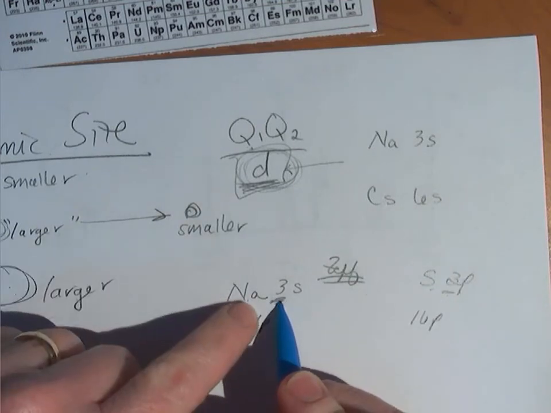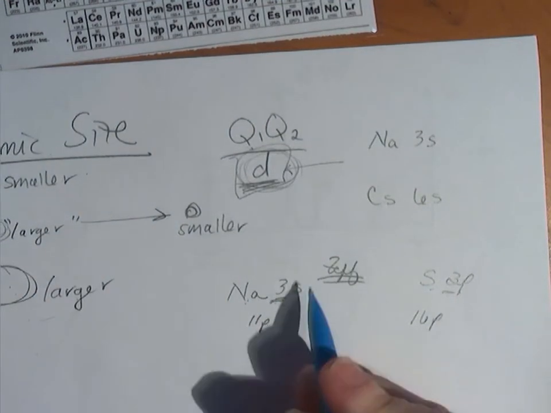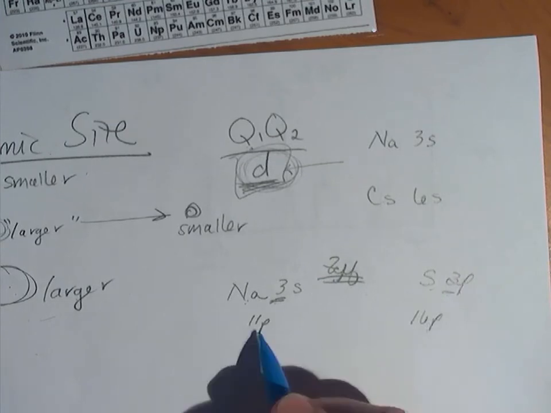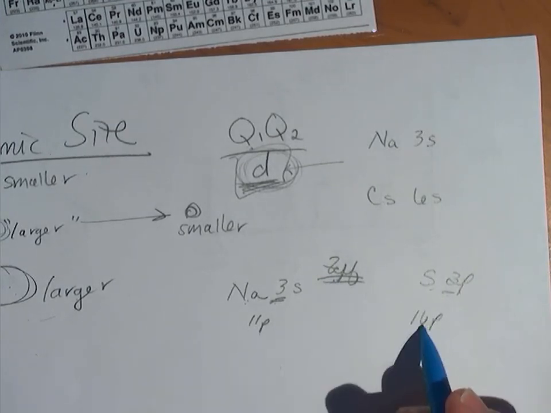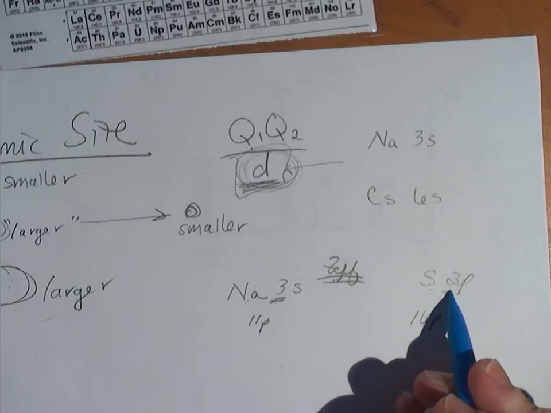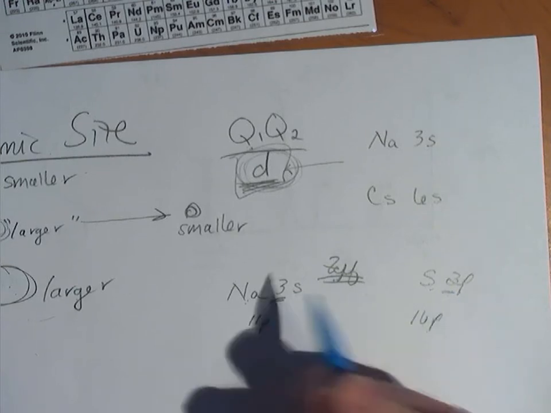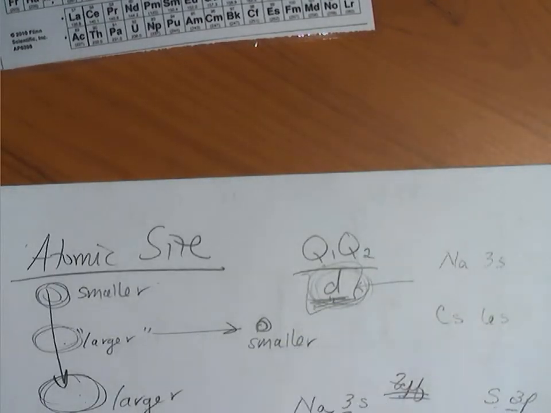So the greater effective nuclear charge of sulfur, greater than sodium. So it has a stronger pull on the electrons in the third energy level compared to sodium. And again, backing it up with Coulomb's law.